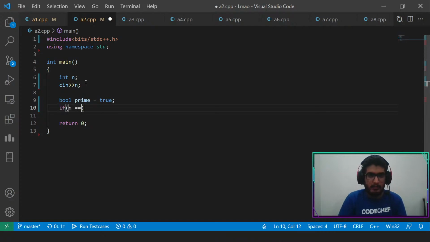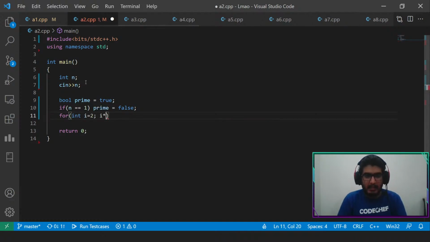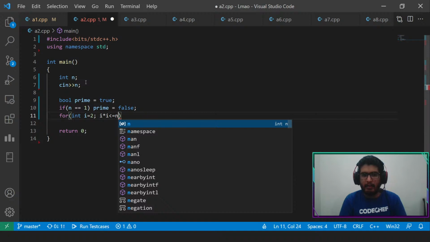If n is equal to 1, then we write prime is equal to false, right? Because 1 is not a prime number. And then we go from int i is equal to 2, i star i is less than or equal to n. Instead of writing i is less than or equal to floor of square root n, which would take a lot of time, because we have to first compute square root. The square root function has a time complexity of log n, first of all, and second of all, the square root function will put precision errors here.